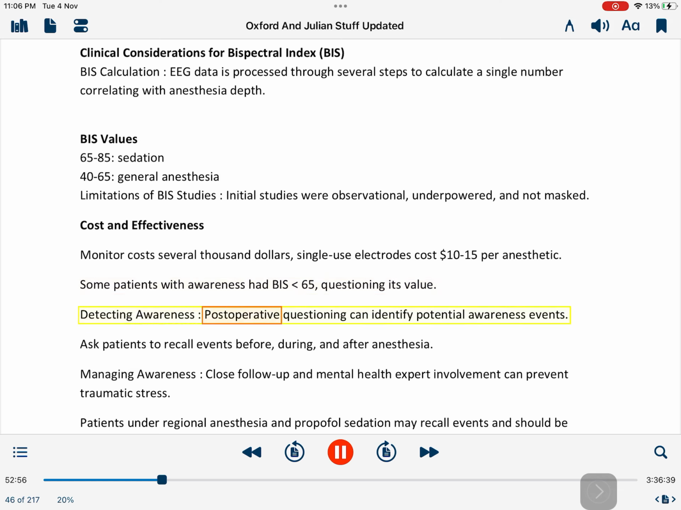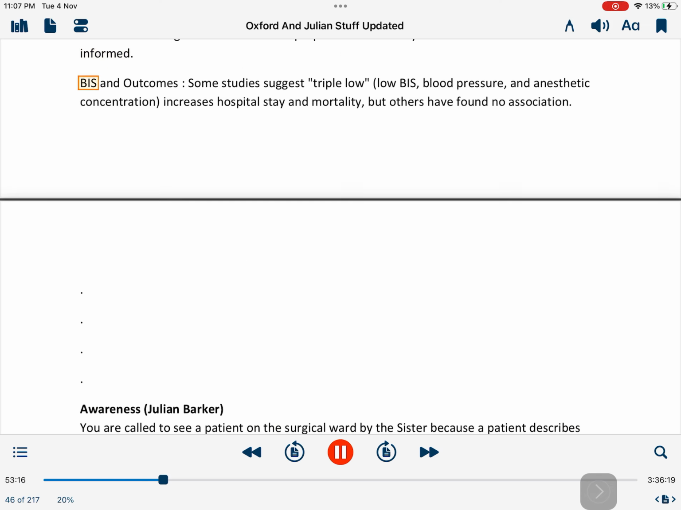Detecting awareness: postoperative questioning can identify potential awareness events. Ask patients to recall events before, during, and after anesthesia. Managing awareness: close follow-up and mental health expert involvement can prevent traumatic stress. Patients under regional anesthesia and propofol sedation may recall events and should be informed. BIS and outcomes: some studies suggest triple low BIS, blood pressure, and anesthetic concentration increases hospital stay and mortality, but others have found no association.